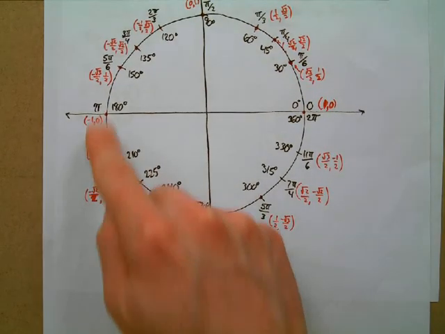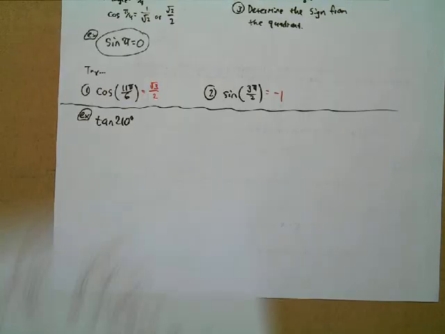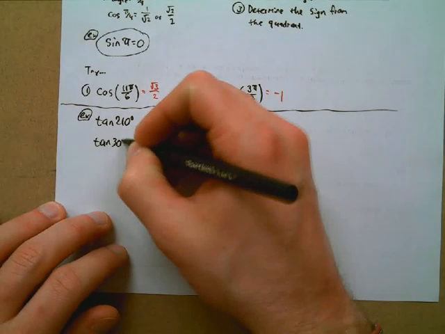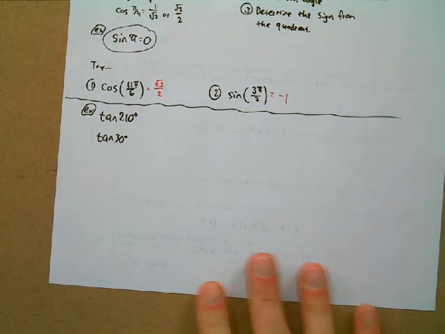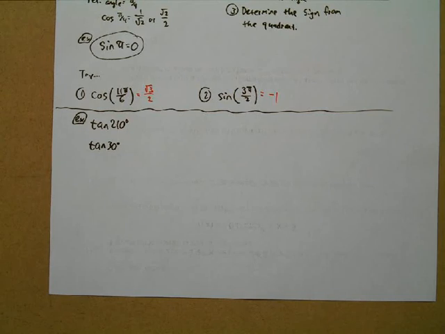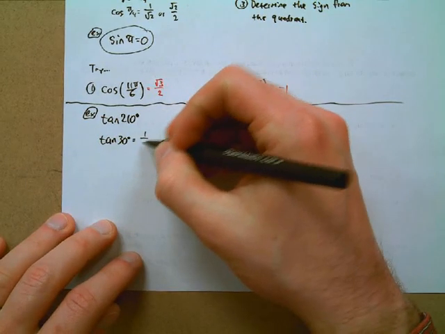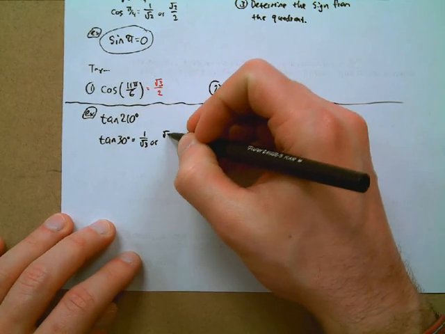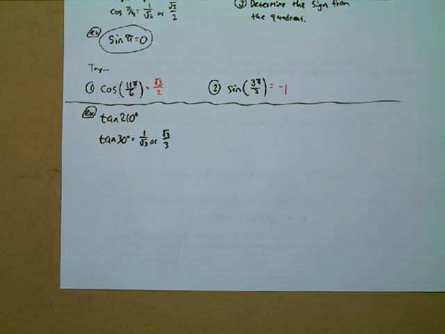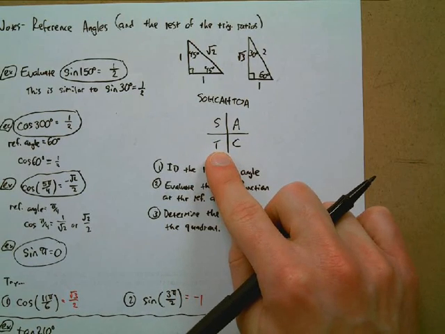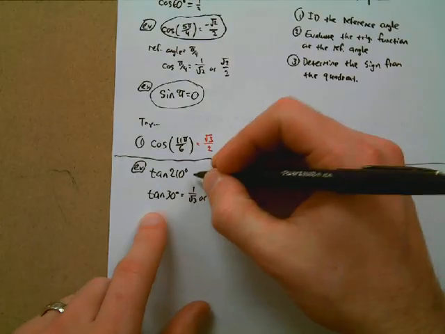And so evaluating this is like evaluating tangent of 30 degrees. But how do we evaluate tangent of 30 degrees? Tangent is what over what? Opposite over adjacent. So for 30 degrees, opposite is 1 over adjacent, root 3. So this is 1 over the square root of 3, or root 3 over 3 if you rationalize it. 210 degrees is in the third quadrant. Tangent and its reciprocal, cotangent, are positive there, and so this is just equal to root 3 over 3. Okay?